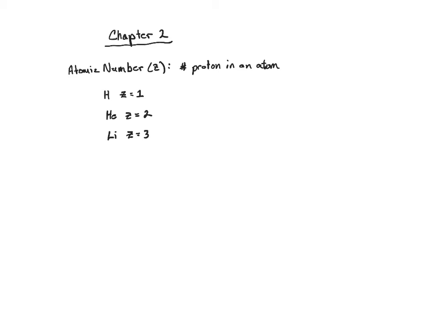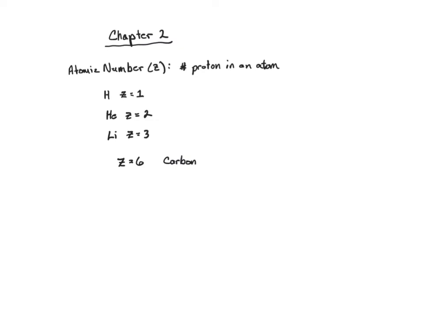Which means that if you know the atomic number of the element, then you can figure out what the element is. For example, the element that has an atomic number equal to 6 is going to be carbon. And again, we can look at the periodic table to figure that out.